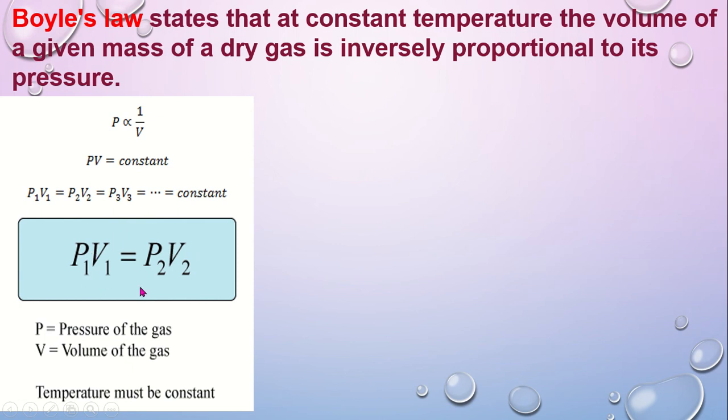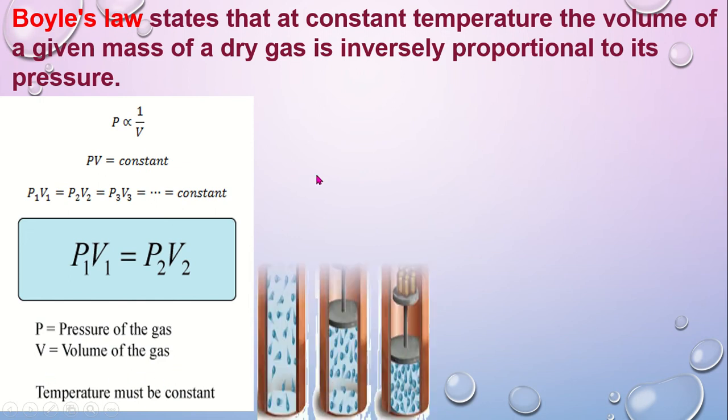That means the application of Boyle's law can be written as P1 V1 equal to P2 V2. That means initial pressure into initial volume equals final pressure into final volume, where P represents the pressure of the gas and V represents the volume of the gas. But here you have to remember temperature must be constant.